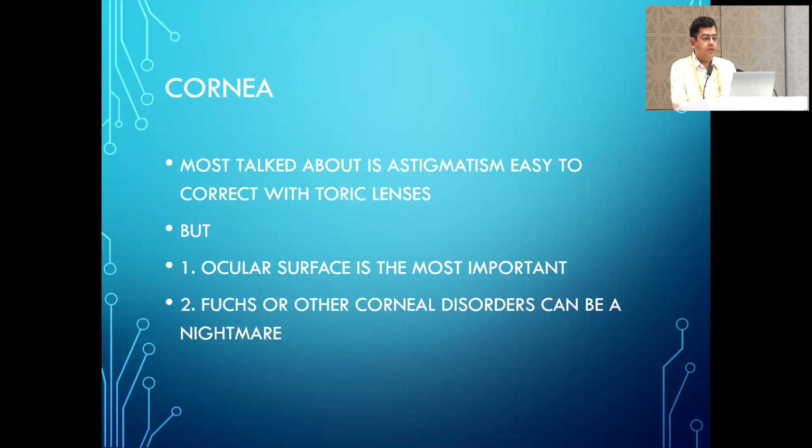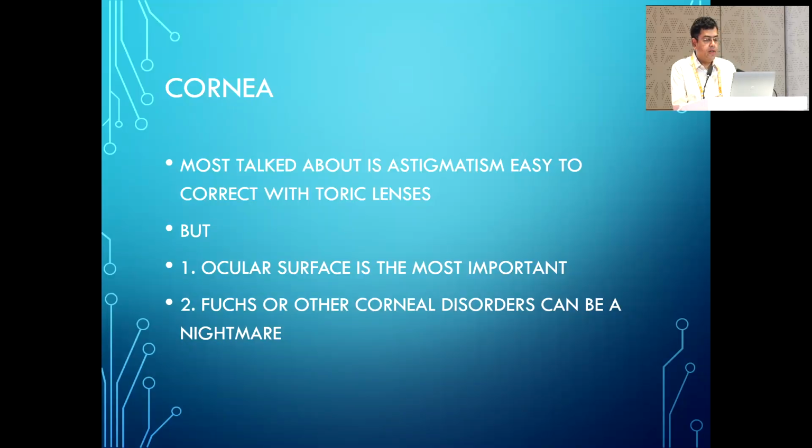So most often when we think about how to select a lens, astigmatism is the most important thing that is being talked about. But now with the advent of toric lenses, we can always correct the astigmatism with the help of toric lenses. So it's not very difficult in a patient planning for a trifocal or an EDOF lens. We can use astigmatic correcting lens to make sure that they get clear vision.